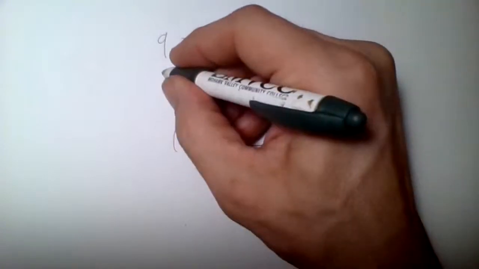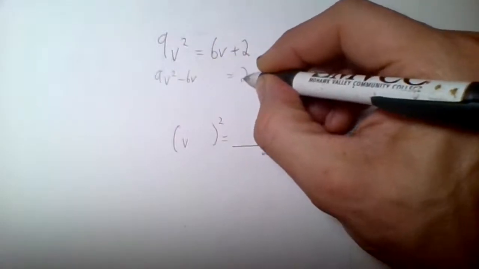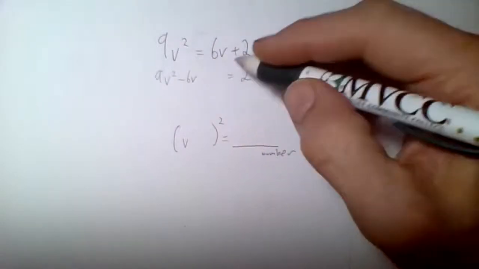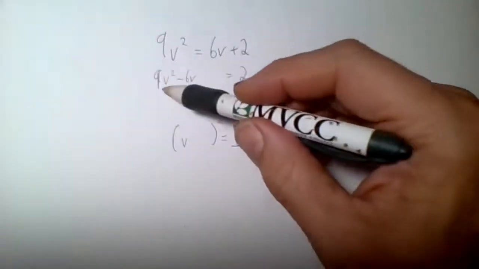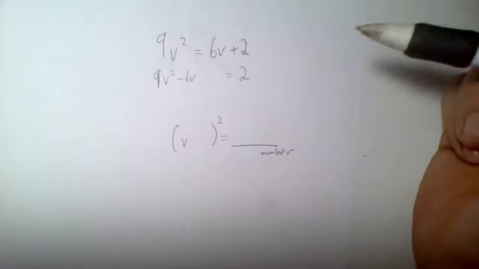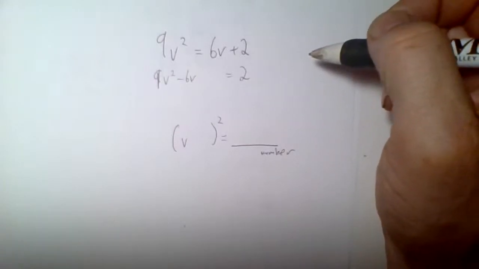So I am going to move the 6v. I'm going to write it this way. Subtract 6v from both sides, so I got just a number on that side. But I don't have room for this 9. That's what's different about my second example here. 9v squared is not going to turn into just v squared. Well, it is, but I have to do something to make it into that.